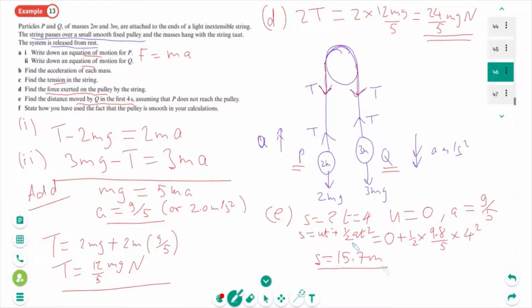And the last part, how have I used the fact that the pulley is smooth? If the pulley is smooth, it just means the tensions throughout the string are the same. Part F, smooth pulley, tension is the same throughout the string.